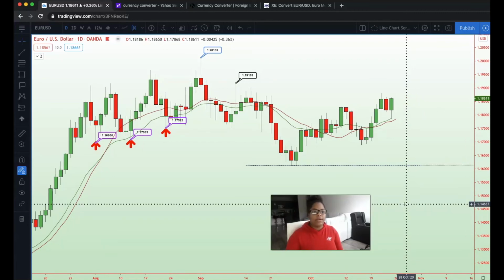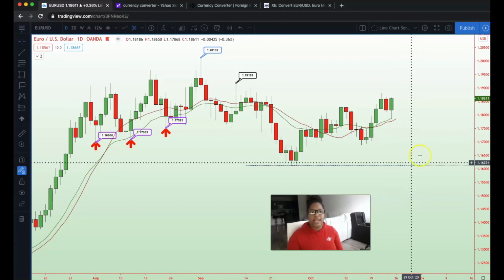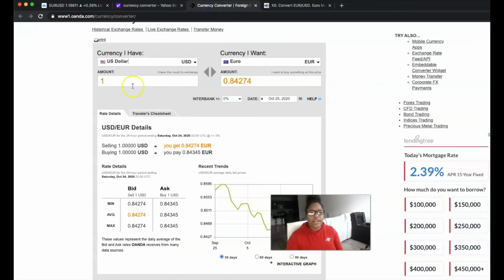However, the reconversion rate could be different because now you are taking your euro and you are now buying the United States dollar. Okay, so now it is inverse. So they could have a different rate. So let's find out what that is. So here I have it over here where if I have USD and I wanted euro, so for every one that I wanted to exchange, I'm going to get back 0.84274 on my dollar here, okay? But I'm going to be buying it for 0.84345, and then between that is your spread, okay?